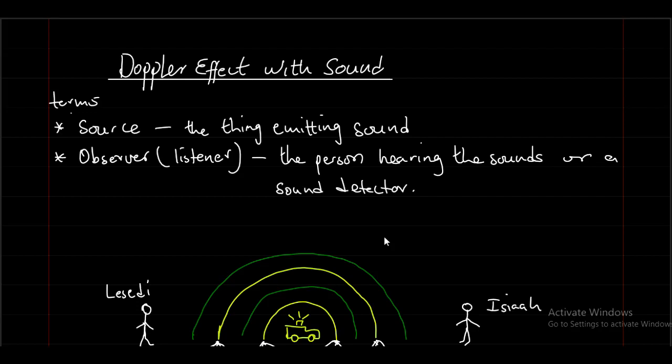As the ambulance is approaching, you will notice that the sound waves are coming to you at a faster rate. But as it is moving away, the sound becomes a bit slower as the siren moves away. Whatever is happening there is due to a phenomenon named the Doppler effect.